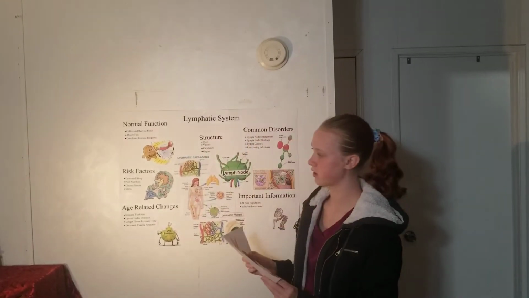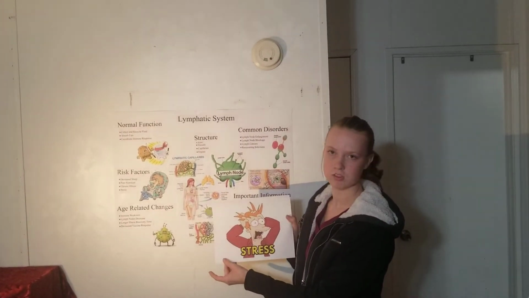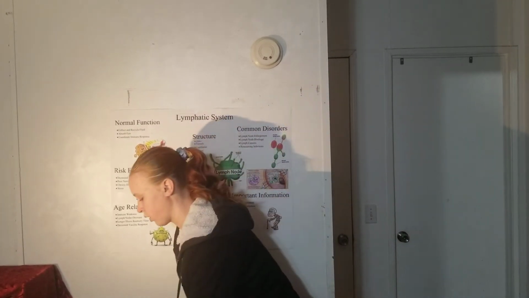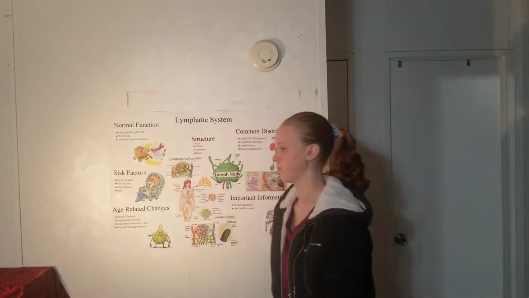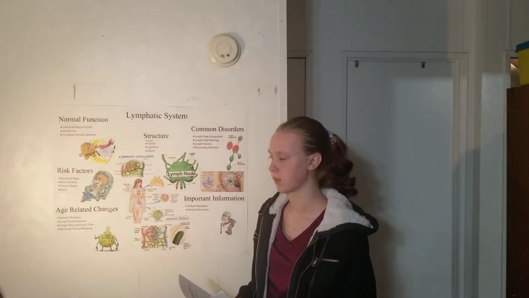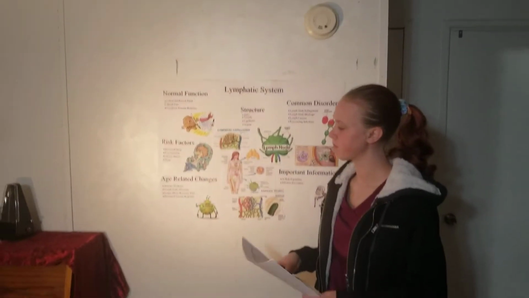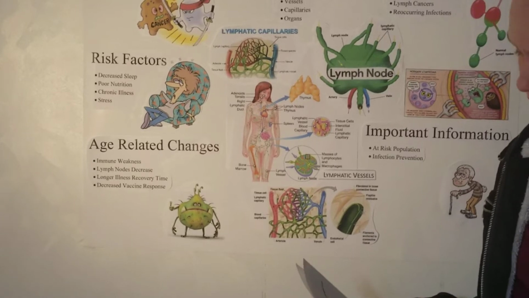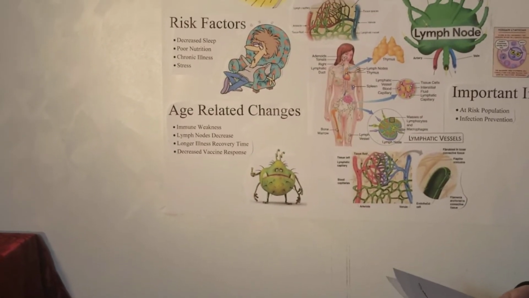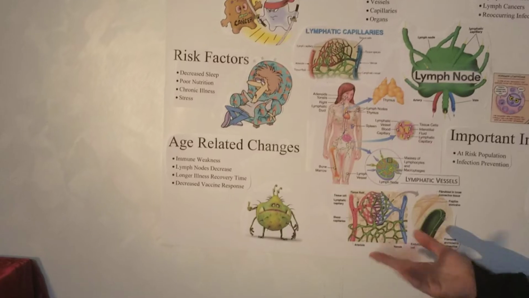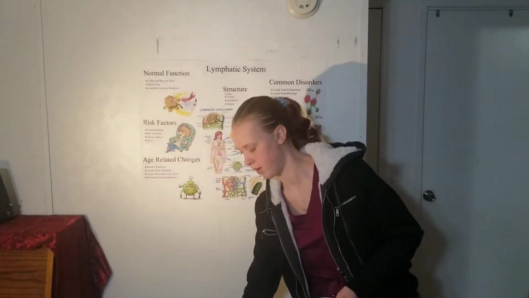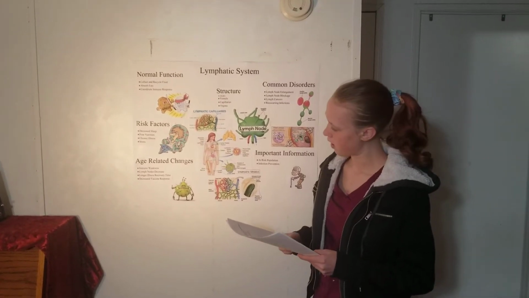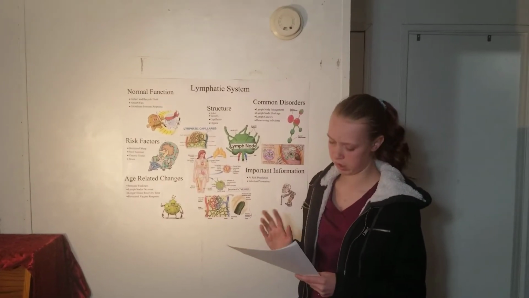And next is stress. Stress leads to one of the factors, so try to avoid all of these things. Next, we've got age-related changes. First off, immune weakness. Immune system weakness increases the risk of infection. The infections we don't want are the chronic illnesses like I showed you in the last slide. And just don't let your immune system get weakened.